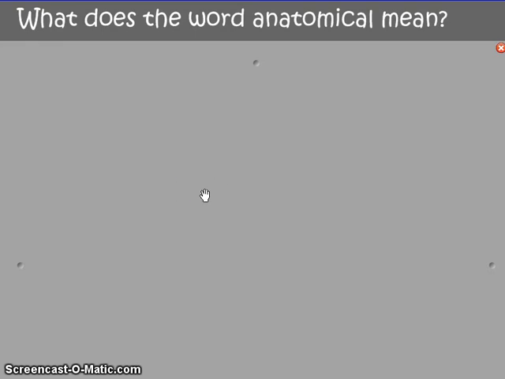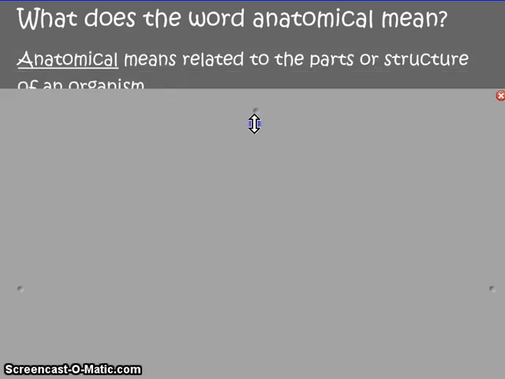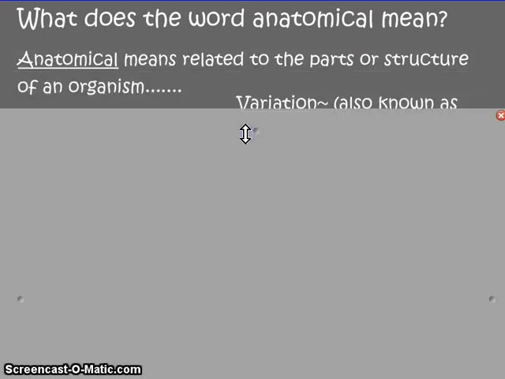When we talk about adaptations, we need to be looking at the anatomical parts of an animal. So, what does anatomical mean? Anatomical means you're looking at certain parts of a structure of an organism. It could be anything from the structure of their hands to their height, to their bone density, to how certain muscles are attached. All of those things are anatomical parts of a structure.